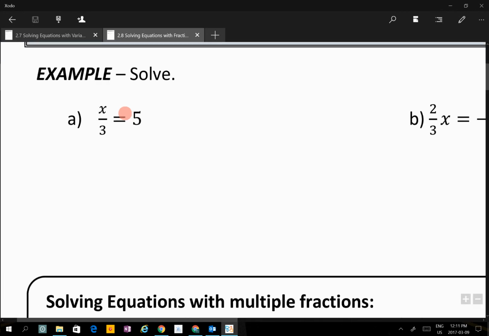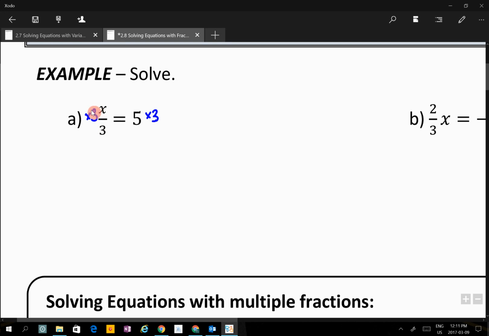Here I have x over 3 equals 5. And remember, the procedure to solving equations is to use reverse operations, or reverse BEDMAS. So when you see x over 3 equals 5, the goal is to isolate x, and to do so we have to get rid of this division by 3. In order to do that, we apply the reverse operation. So we're going to multiply the left side by 3, and we're going to multiply the right side by 3.